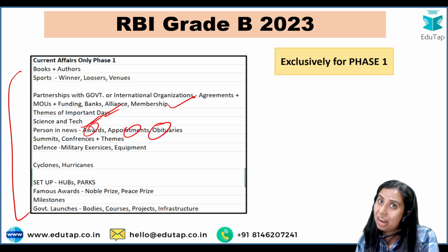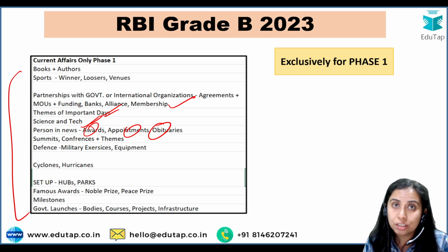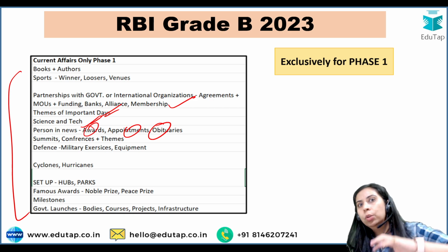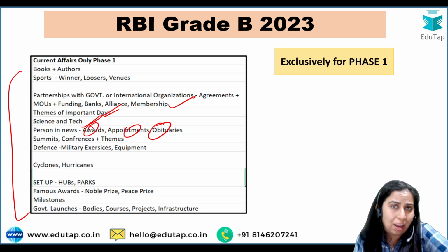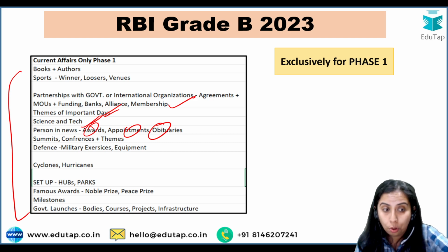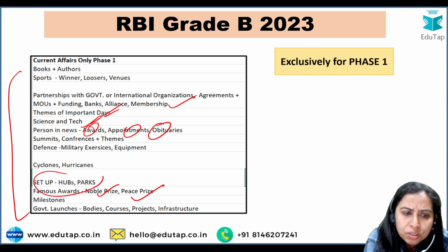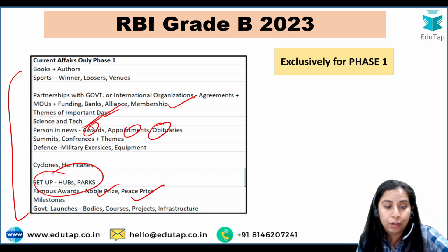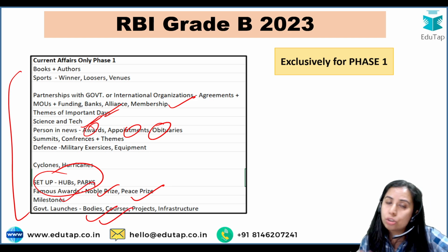Summits, conferences again will be relevant here. Defense exercises, military exercises of our country with other countries. If there is some new cyclone that was in news which has wreaked havoc, examiner will probably want to know if you know that or not. Famous awards, Nobel Prize, Peace Prize, setups, hubs, parks, relevant for phase 2 also. Milestones and government bodies or launches or projects.